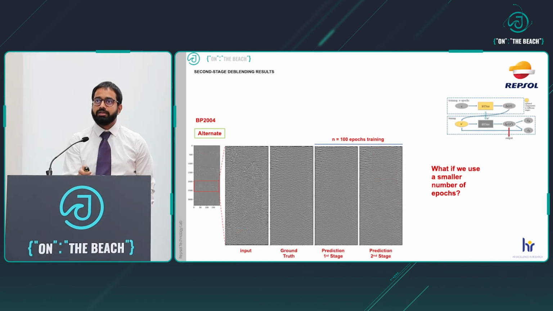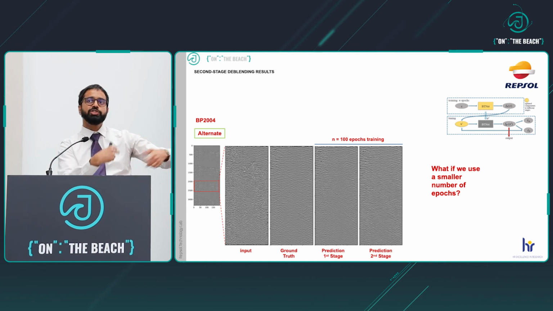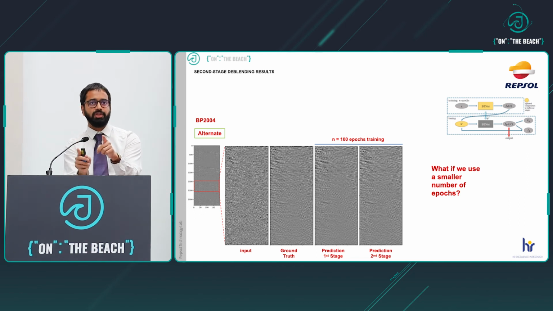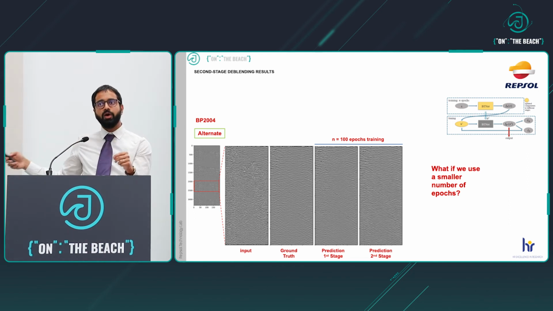Now, this slide is just to show how the two-stage deblending loss function helps. Apparently, it helps a lot. You have to actually squint your eyes to see the difference between the images. The one on the right was the prediction of the second stage, which is of much higher resolution and accuracy than the prediction of stage 1.